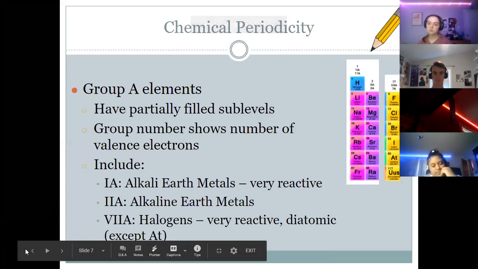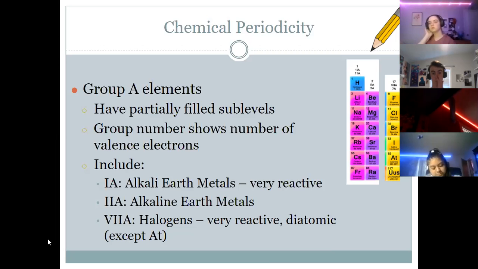And remember, whatever group number you're in tells you how many valence electrons you have. So if you're in group 5 or group 5A, you're going to have 5 valence electrons.